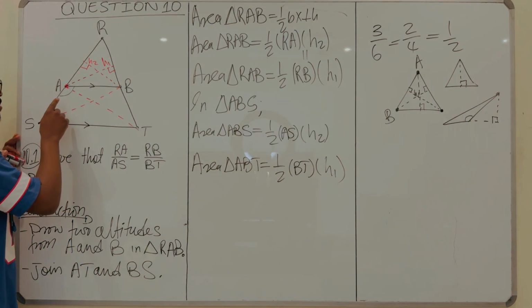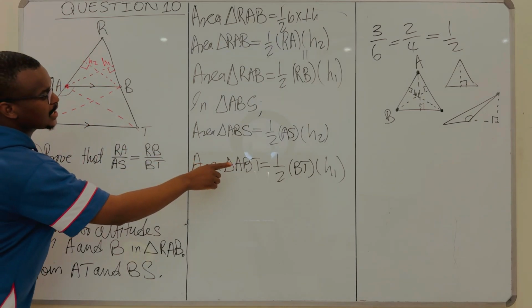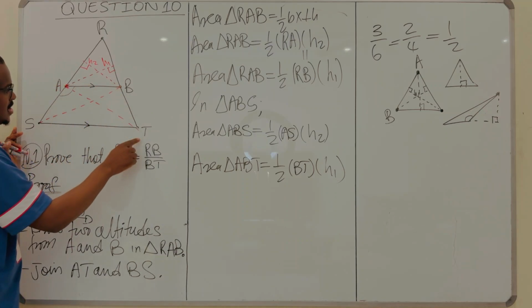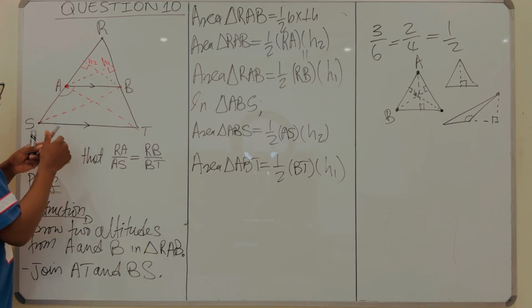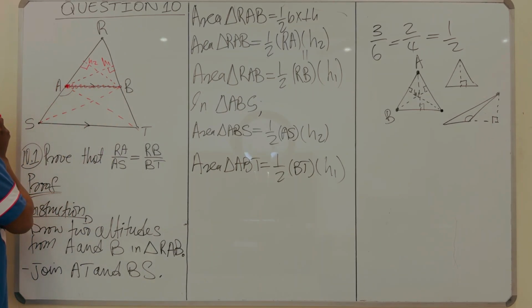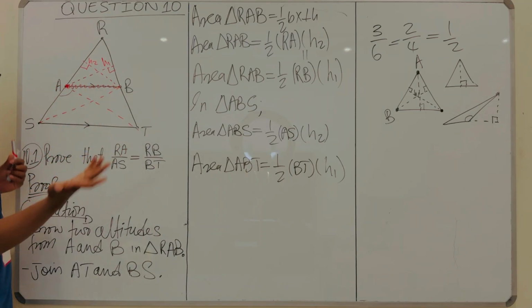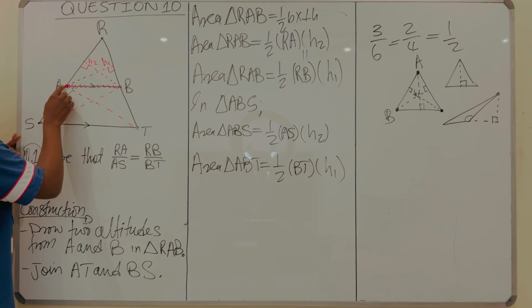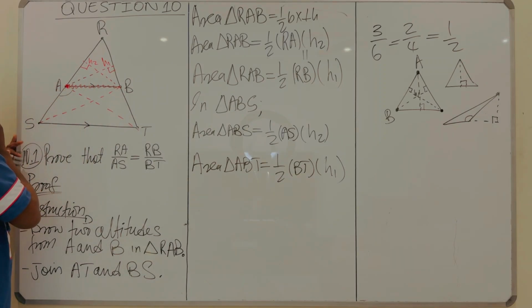Now, let's come to the other two triangles and try to relate their areas. Triangle ABS, look at it. Triangle ABS, here it is. And look at triangle ABT. If you look at these two triangles, ABS and ABT, you can see that they have the same base AB over here. You can say they share the same base, both of them. Now, what is their perpendicular height?